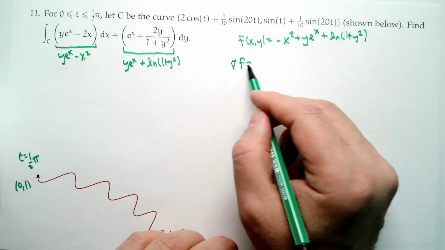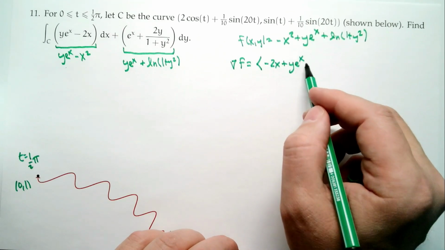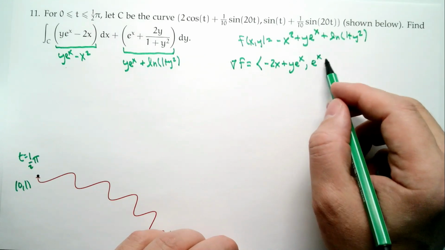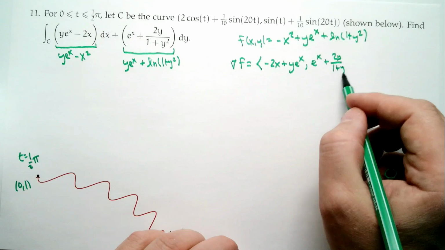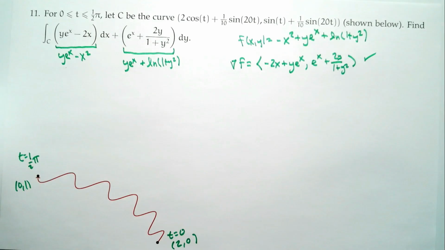Gradient of f would be minus 2x plus y e to the x, comma, and then derivative with respect to y would be e to the x plus 2y over 1 plus y squared, and that matches what we have over there. So if you're going to just sort of write it down, at least check your answer, because we will want to say, okay, did you actually know that? Were you maybe glancing at somebody else's test? We don't want to say that you did, but we want to make sure you're doing it, not just randomly coming up with things. We want to make sure you know the processes.